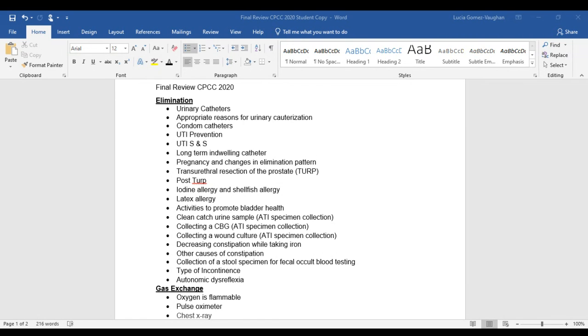Clean catch urine sample, male. You want to instruct them to retract the foreskin to expose the urethra. We don't want the foreskin to go over the meatus, the urinary meatus, because it's going to contaminate the sample. They're going to use a circular motion to clean the meatus, and they're going to use each towelette once and then discard. Void a small amount before collecting the sample, and the sample is collected midstream.